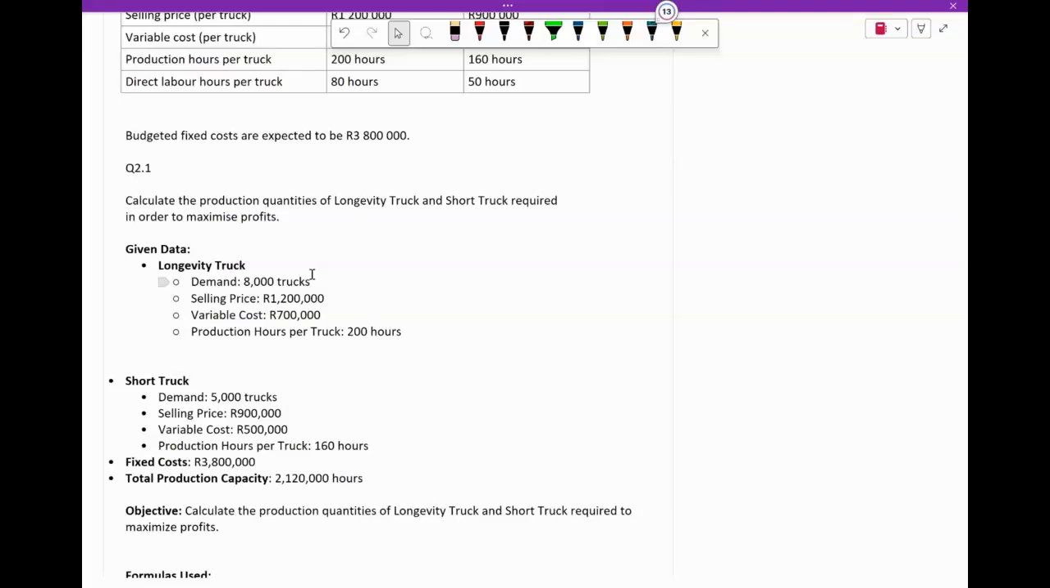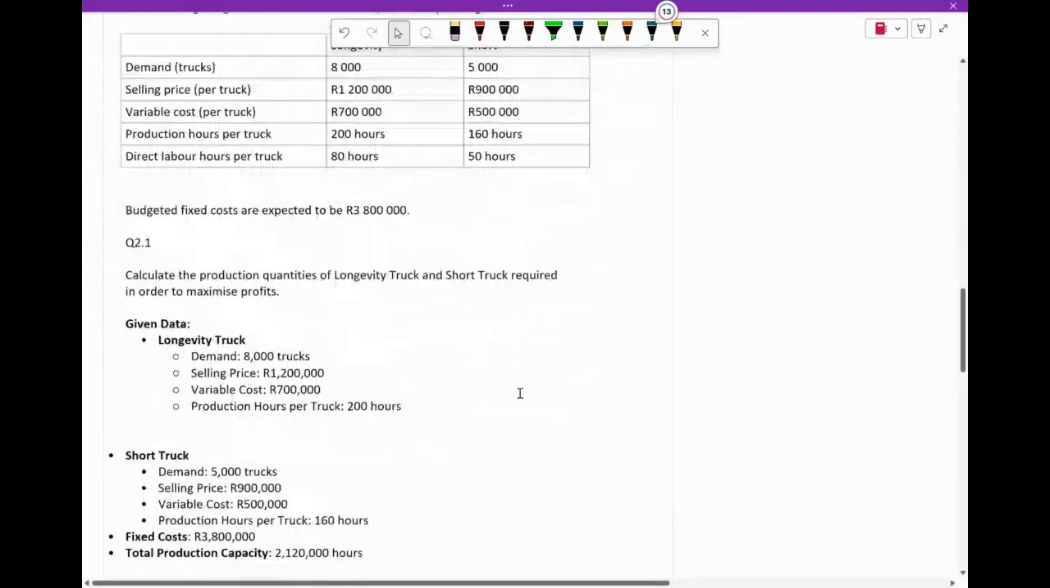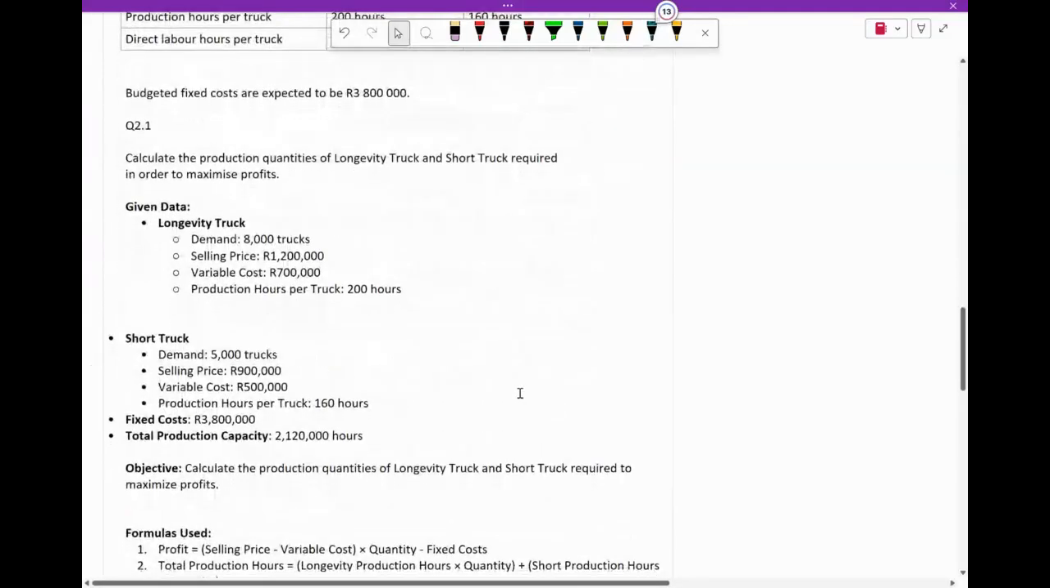Then now we go to the steps. How do we go about doing that? This is where what Nadia was saying now comes into play, where we say, okay, what do we have available? We have 2 million, how much was it? 120 production hours available. All right. How much of that do we need for longevity truck? And how much do we need for short?